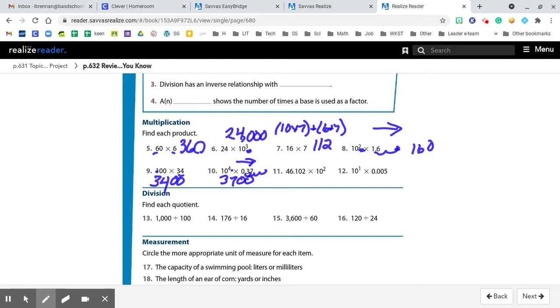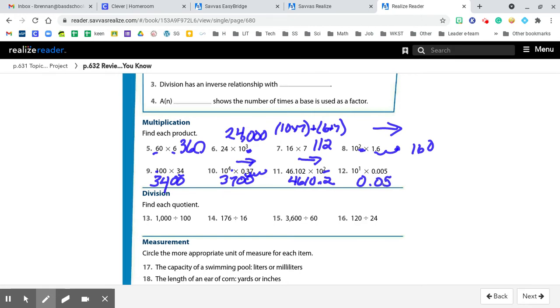And when we multiply by an exponent, we move the decimal to the right. And in this case, 2 places. So we're going to have 4610.2. 10 to the first power, we move the decimal 1 place. So we'll wind up with 0.05. Now finding each quotient.